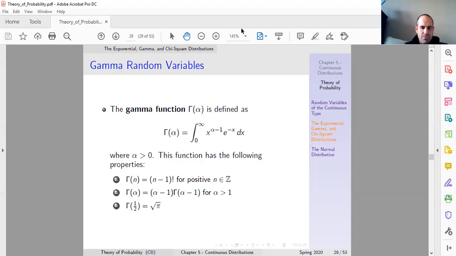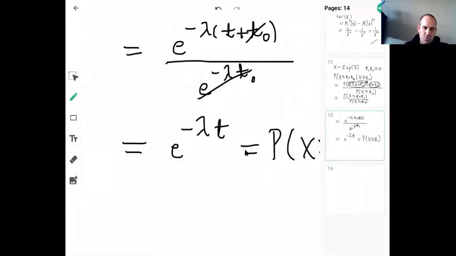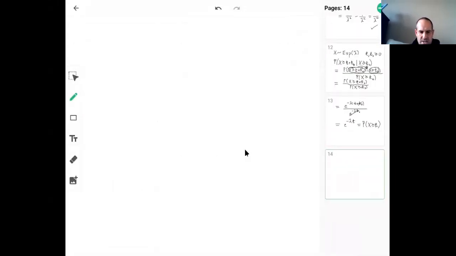Okay, but let's talk about this thing. So here we go again. Okay, so here we are. Let's go to a new page here, and we'll talk about the gamma function. So what did we have?